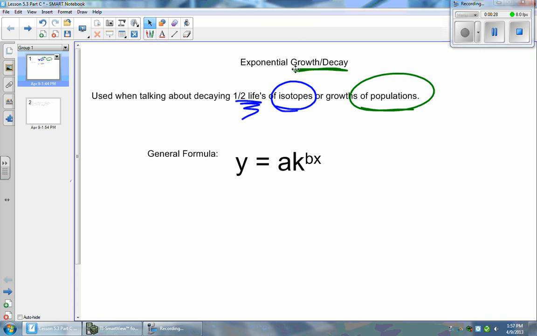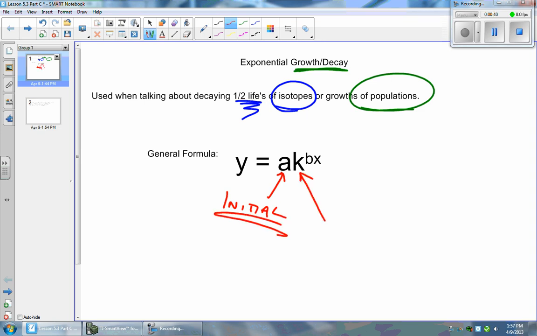Here's a general equation. This is kind of interesting. Now, the A, of course, is just like our investments. This is your initial amount that you started with. But what is K? K is your factor. That's your factor of increase or decrease. So if you're talking a half-life, that K becomes a half. If you're talking about when does the bacteria double, that K becomes 2.